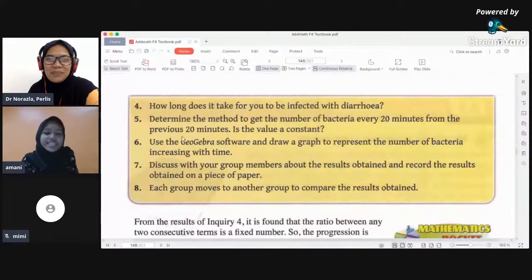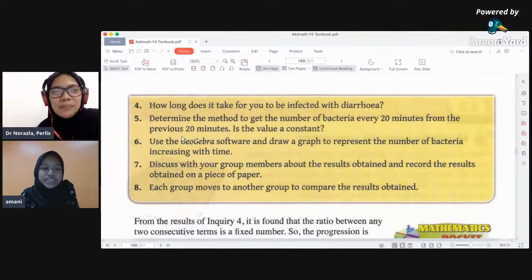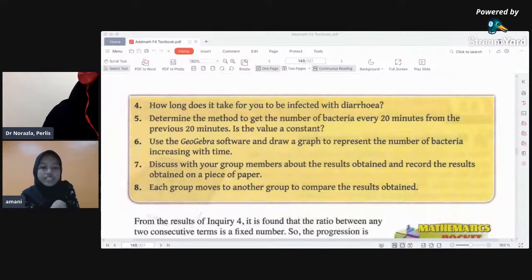Number 4 asks how long it takes for you to be infected with diarrhea. I already showed you it takes 21, which is 2 to the power of 21, until it reaches the value of 2 million bacteria. Number 5 asks to determine the method to get the number of bacteria every 20 minutes from the previous 20 minutes; the value is constant. It is constant because the sequence requires you to multiply each value by 2.